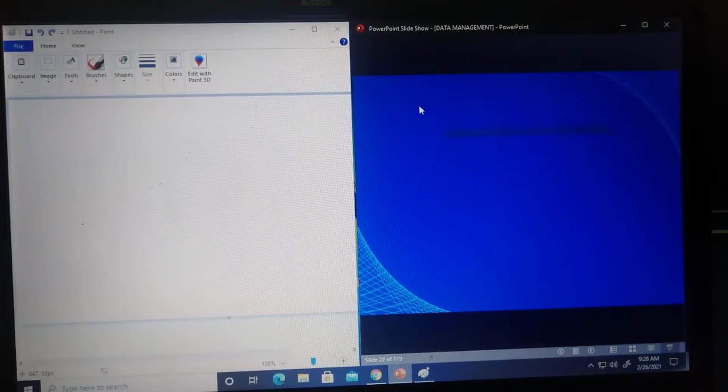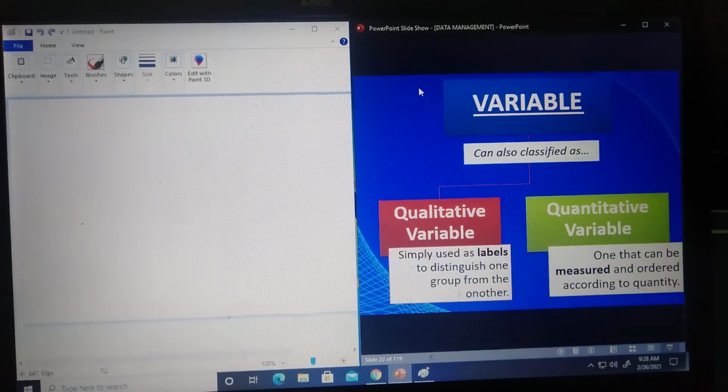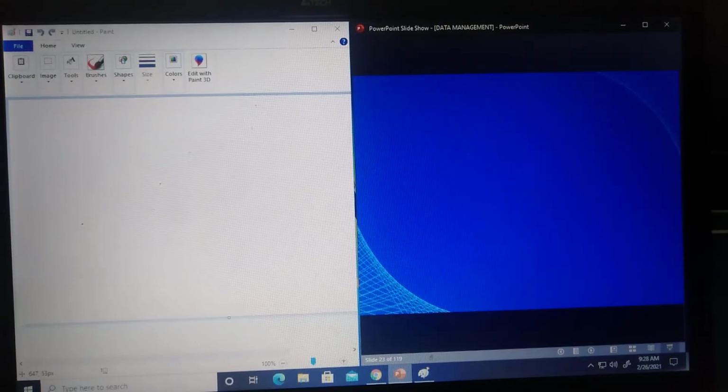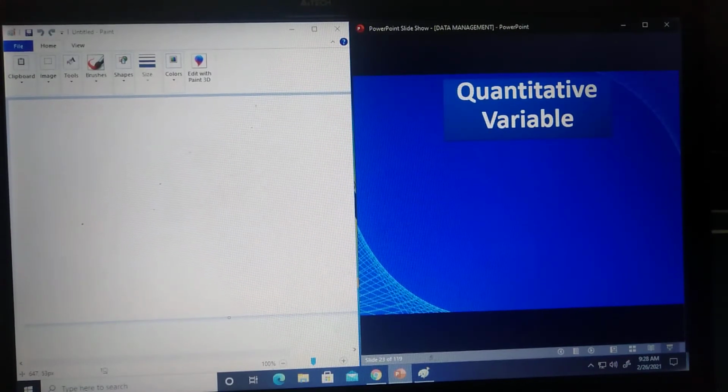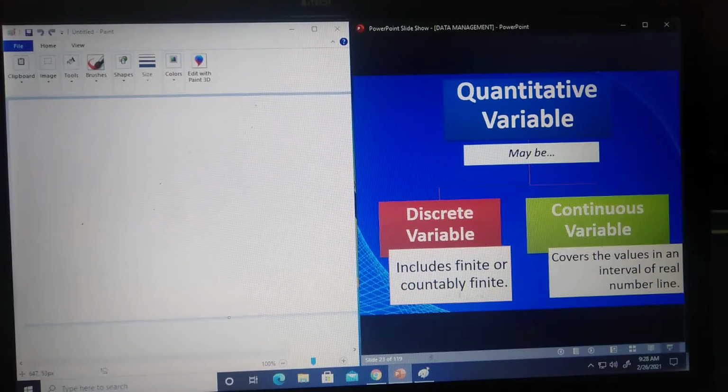Variables can also be classified as qualitative or quantitative. I said qualitative is just attributes or labels. Quantitative is measured and has numbers. Since the focus is on quantitative, because qualitative is just labels, quantitative has numbers, so it is measured. A quantitative variable can be discrete or continuous. Discrete is finite, countable, with a limit.